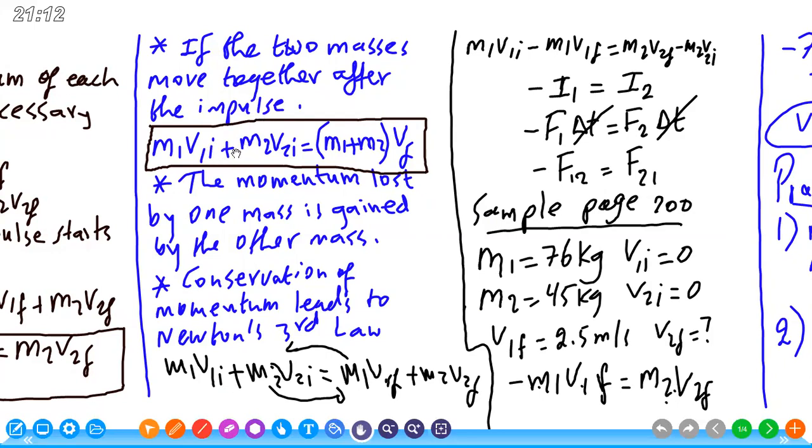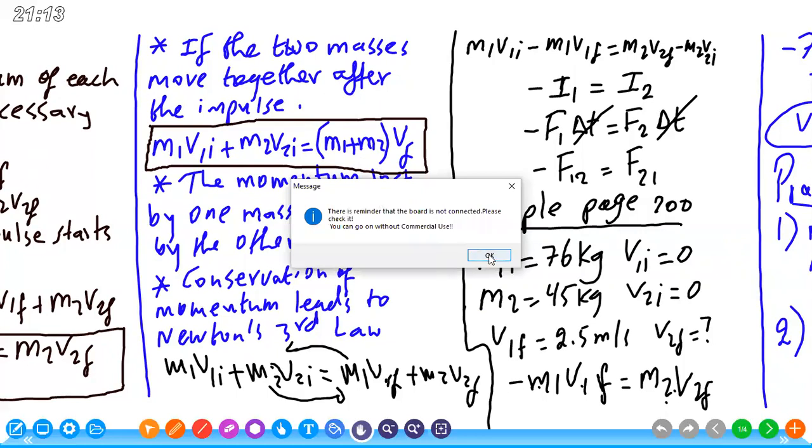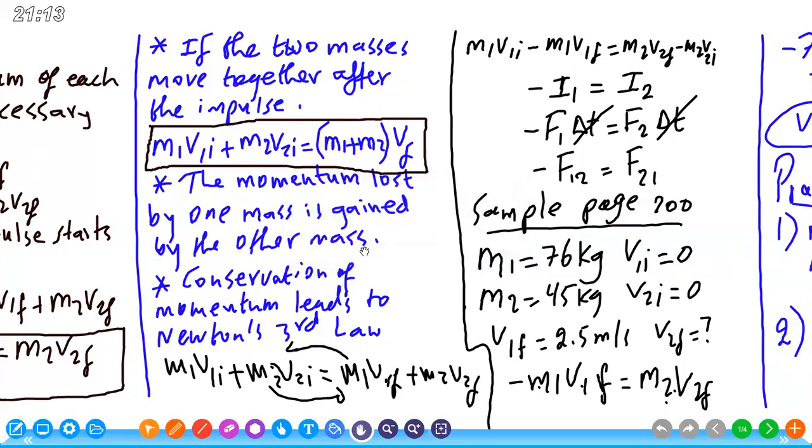So in this case, M1 V1 initial plus M2 V2 initial, this is the case of initial momentum, is going to equal then M1 plus M2 together. So the two masses are moving together with one single final velocity after the impulse. So after the impulse, both masses are going with one single final velocity, so it is not necessary to write V1 final, V2 final. Okay, let's keep only one factor. And also you have to know that the momentum lost by one mass is gained by the other mass.